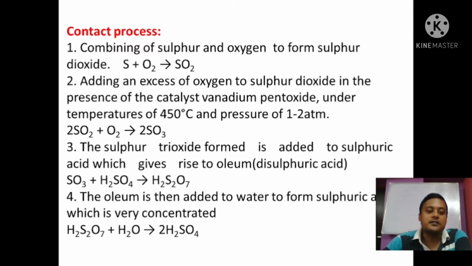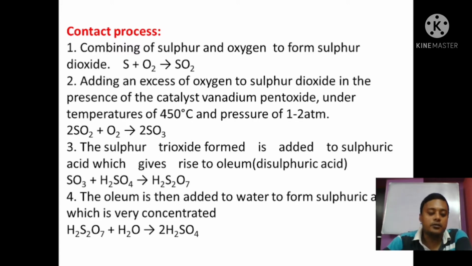So in the second step, what happened? The sulfur dioxide reacts with oxygen to form sulfur trioxide. 2SO2 plus O2 produces 2SO3, and it is the principal reaction of the contact process. In the third step, sulfur trioxide reacts with sulfuric acid to form oleum, H2S2O7.